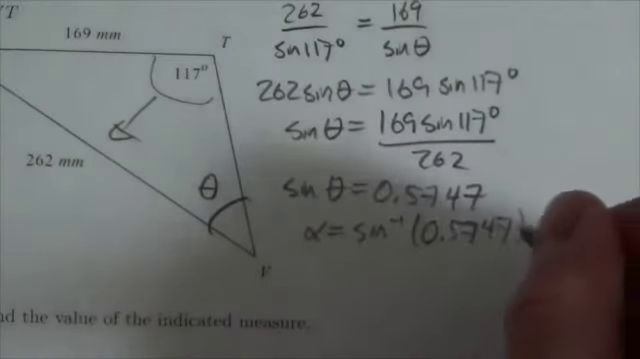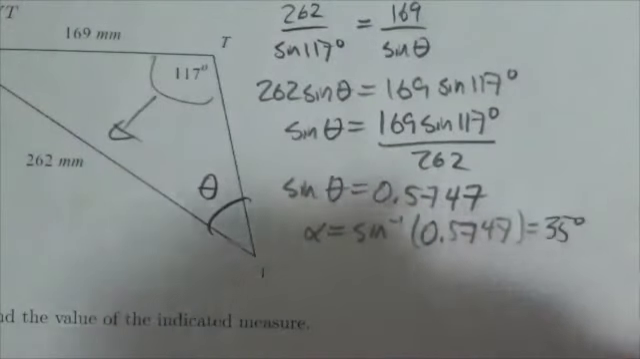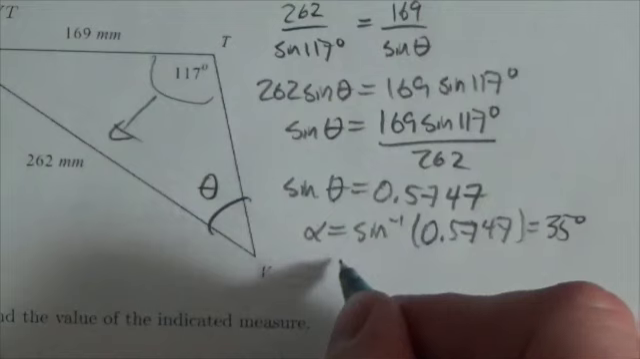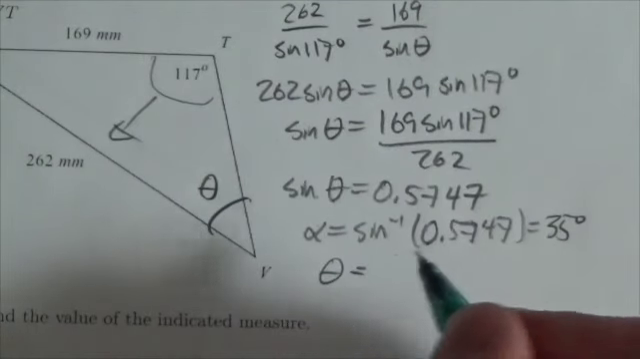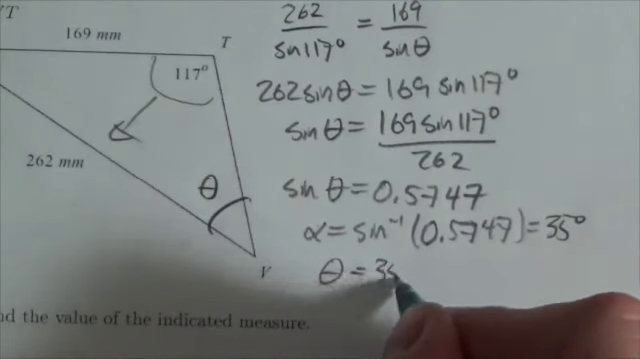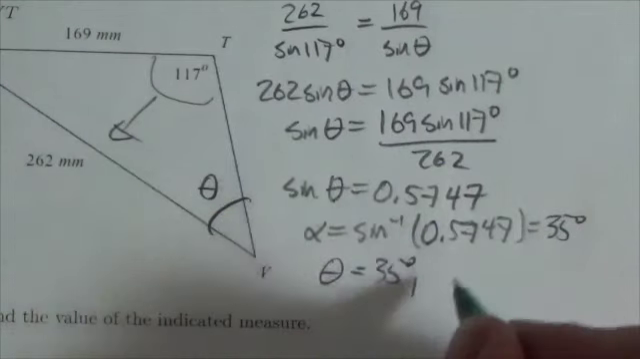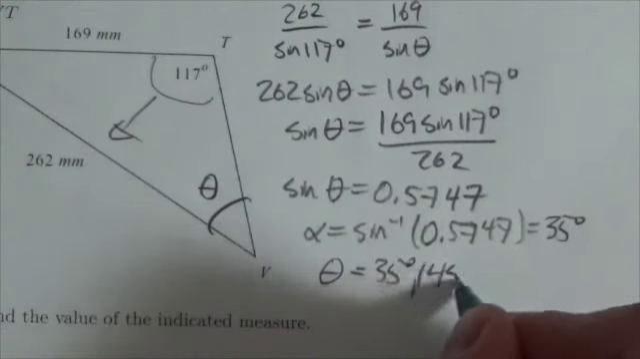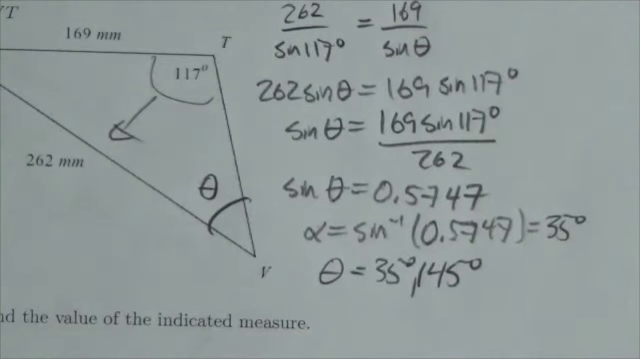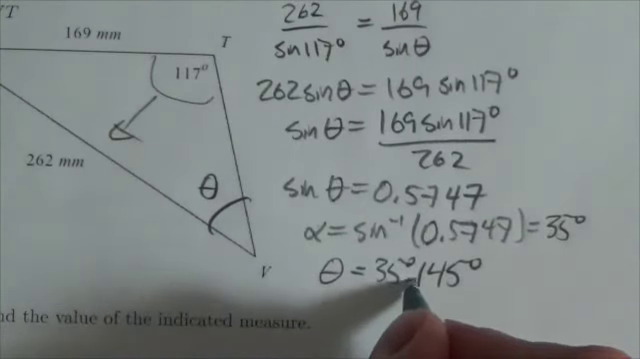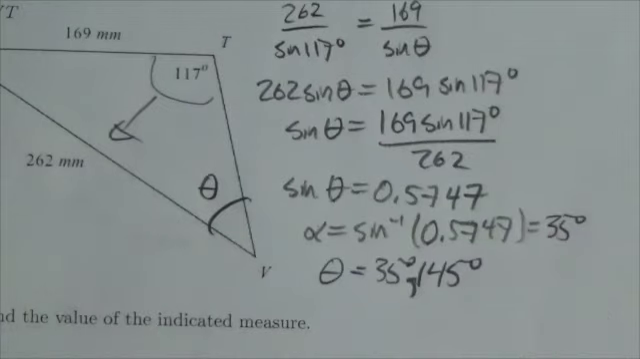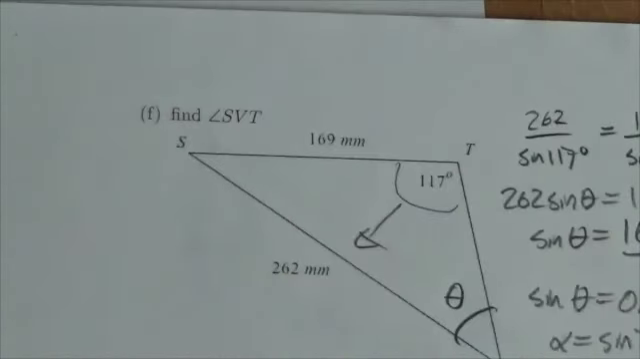And we get that this is 35 degrees. That means that theta here could be 35 degrees in the first quadrant, or it could be 180 minus 35, which would be 145 degrees. Either one of those two. Now, which one is it? I don't know. Let's take a quick look here.